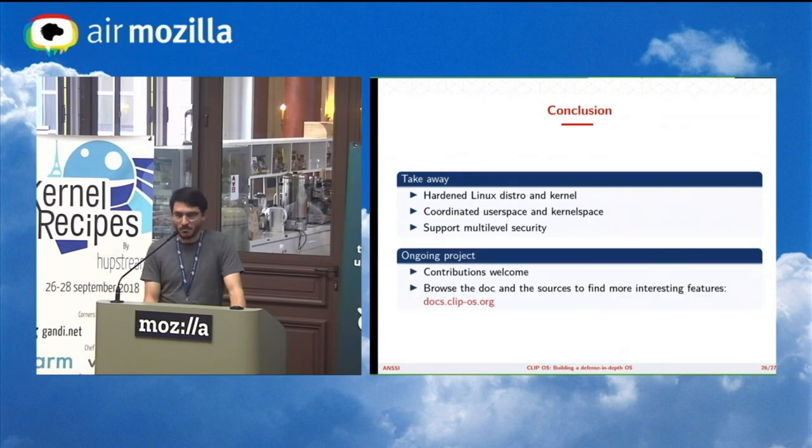Of course, this is an ongoing project. We're not going to stop here. It's still in alpha status, but we're working on it. So of course, contributions are welcome. You can browse the docs and the sources on GitHub. The docs are hosted on docs.clip-os.org. There are other interesting security features that we don't talk about in this presentation because we don't have much time, but you can find a lot of the roadmap planning and everything in the documentation.